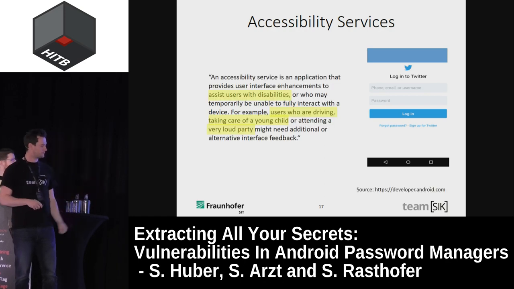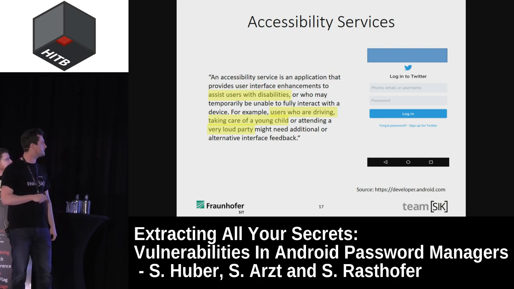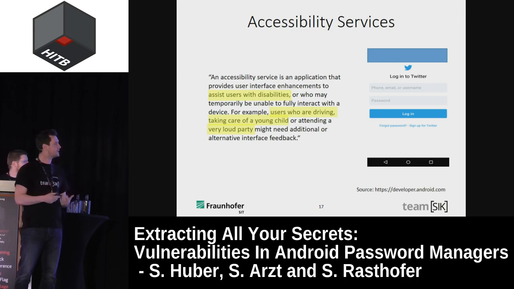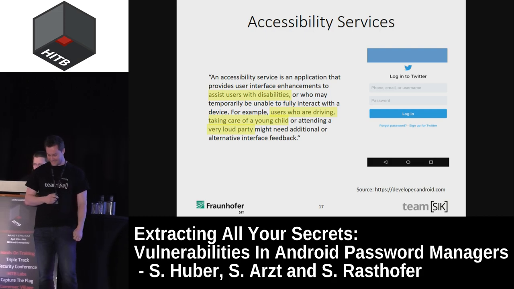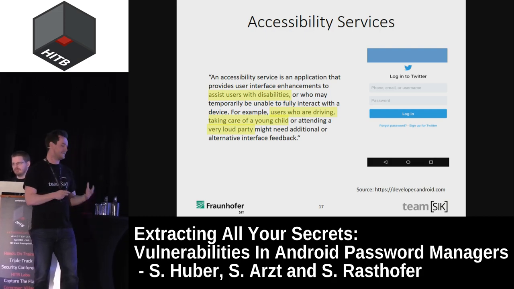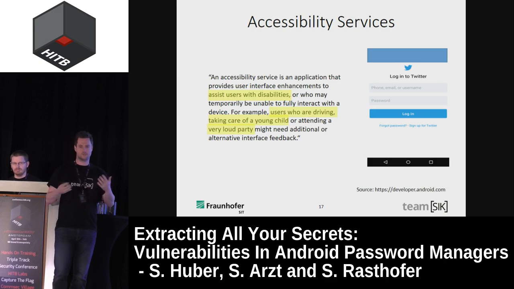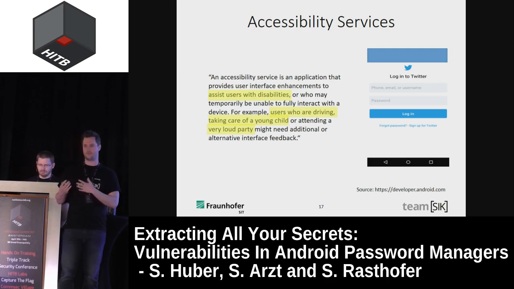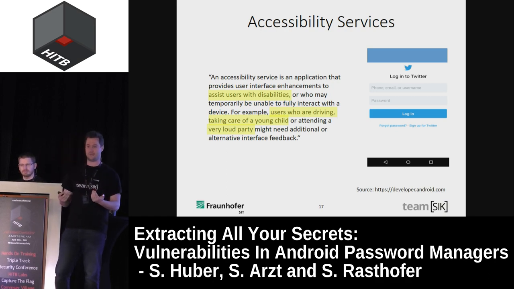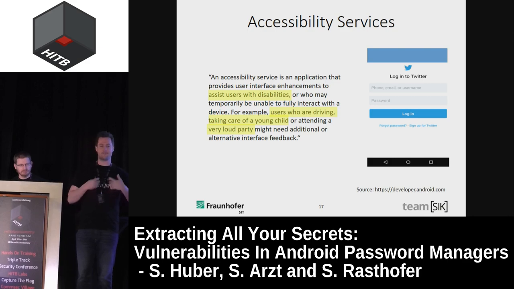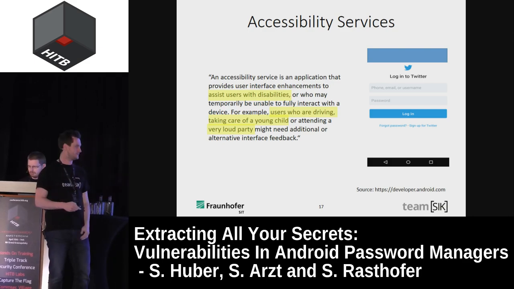So I have a quote from the Android developers saying that an accessibility service is an application that provides a user interface enhancement to assist users with disabilities. Now it makes more sense, right? And users who are driving, taking care of a young child, or at a very loud party. I really like the last one here, but yeah, it makes sense. So they came up with this accessibility service for people with disabilities, to make it easier for them to interact with the app. But when we read this, everything fits perfectly to the password manager apps, right? No, obviously not. So they basically abuse this thing and make use of it.